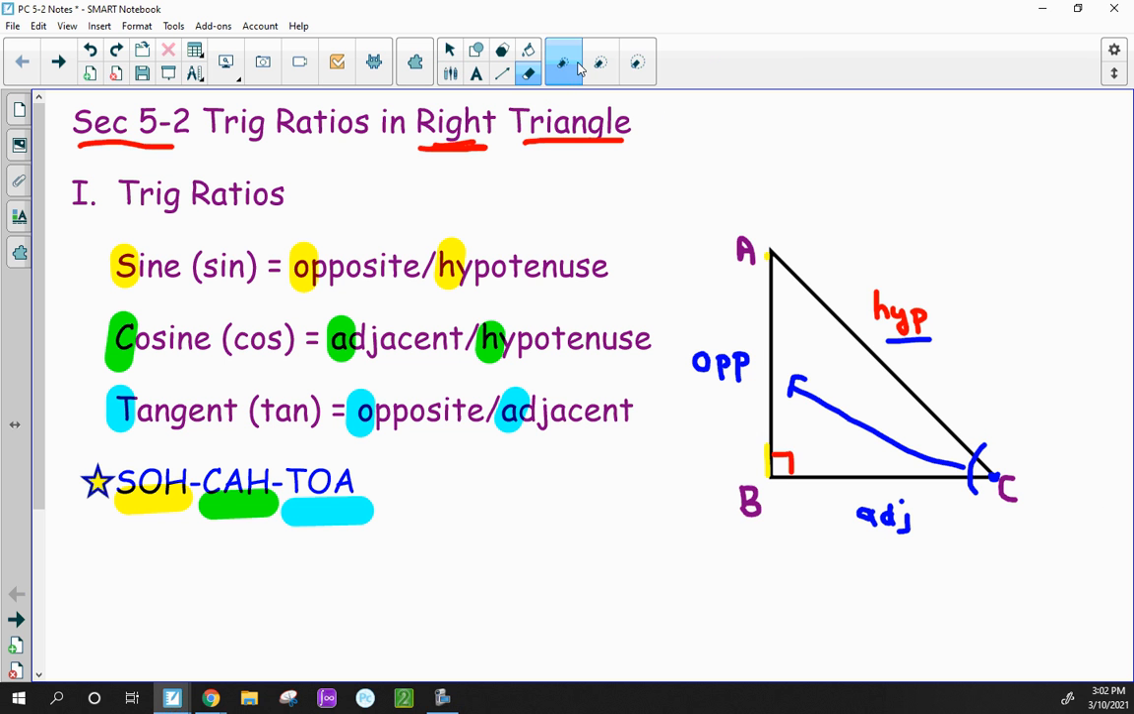SOHCAHTOA. Sine is opposite over hypotenuse. Cosine is adjacent over hypotenuse. Tangent is opposite divided by adjacent.